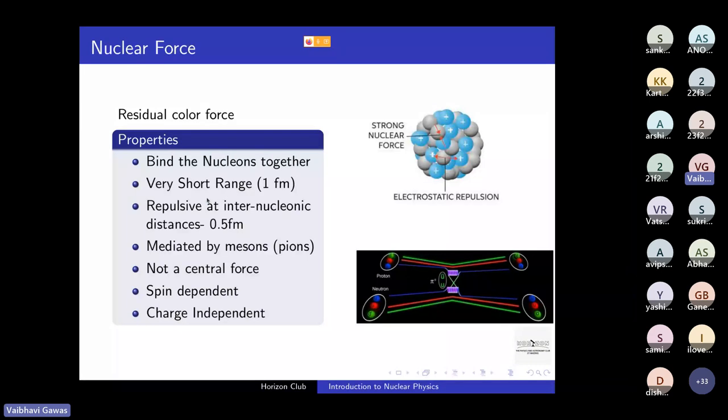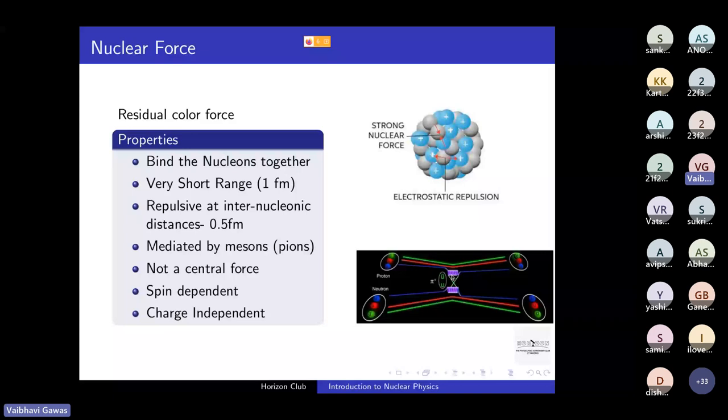At distances below about 0.7 femtometer, the nuclear force will be repulsive and would push the nucleons away, while between 1 to 2.5 femtometer is where it is most effective. The repulsive core internucleon distance is about 0.5 femtometer. It is mediated mainly by pions, which are given here. These pions are π and π dash.